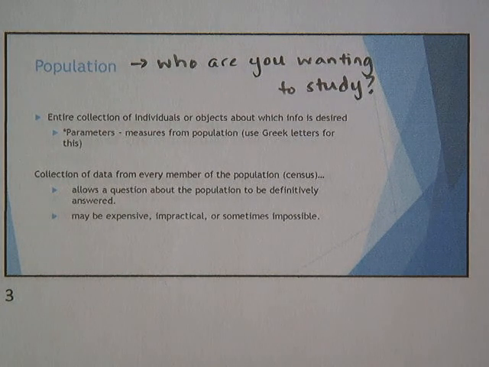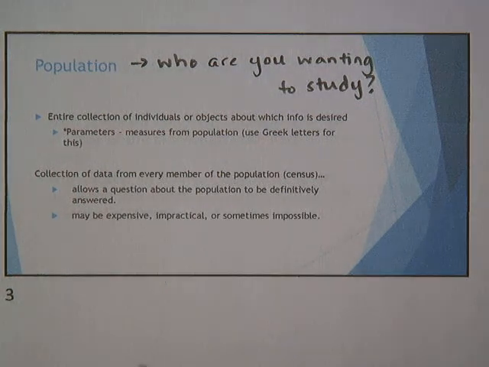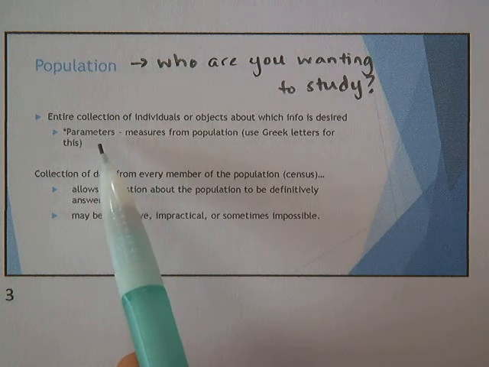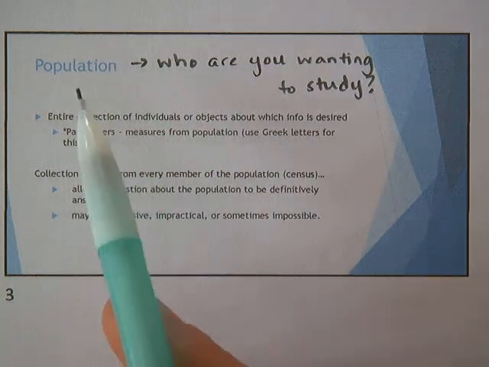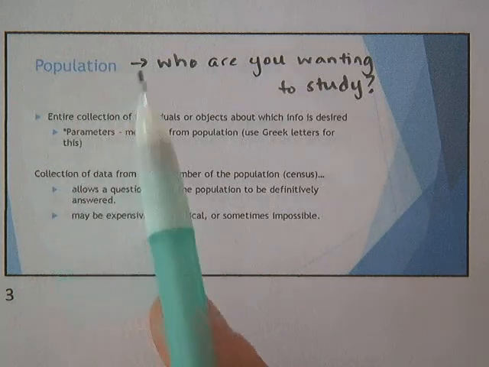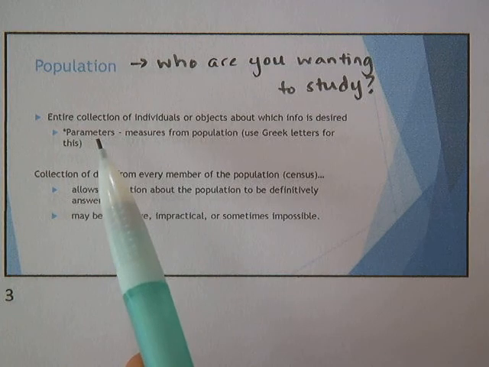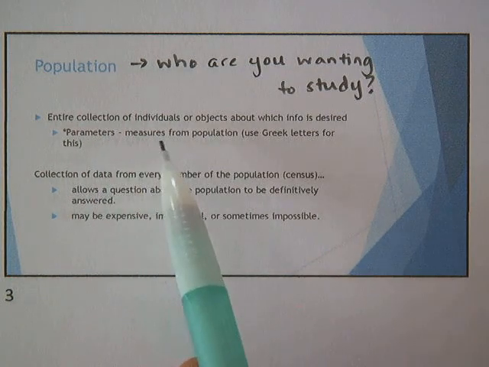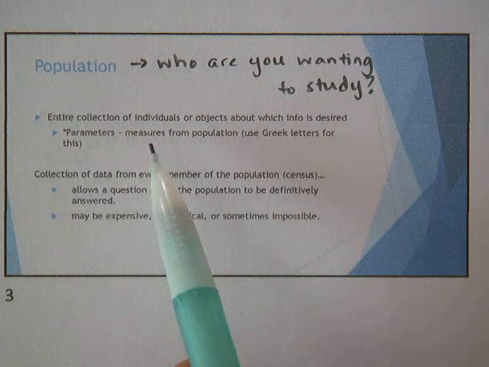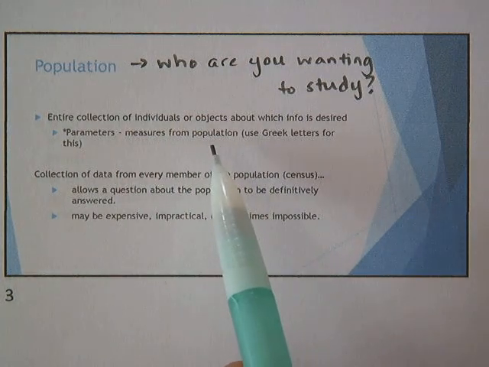So now, after you figure out who is it that I'm wanting to do my study on, or what is it that I'm wanting to do my study on, you're going to gather your information from the people, and we'll talk about how to do that a little later. And after you gather your information, you start doing calculations with it. Any calculations that you do with the entire population, any calculations that you get from the whole group, are called parameters. Okay, so this is just a vocabulary word. So parameters are any of the measures that you've taken from the entire population.